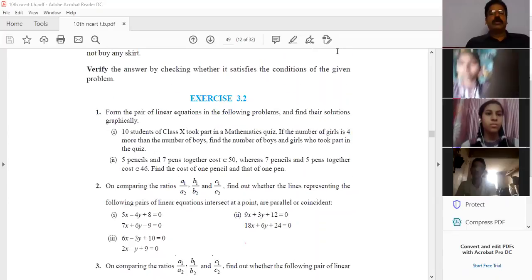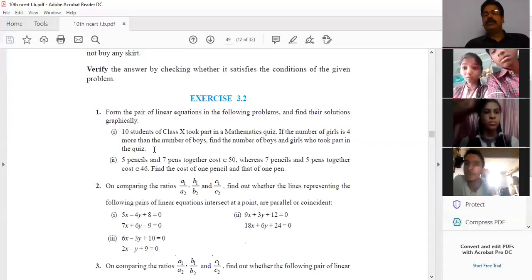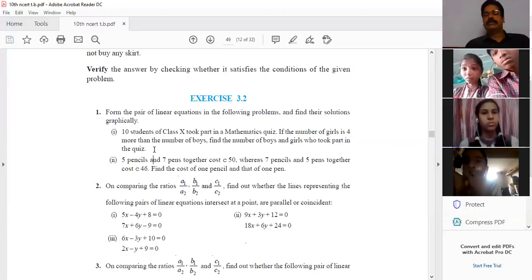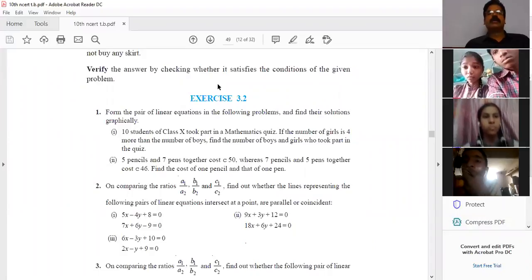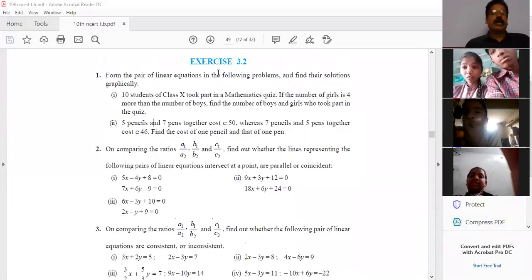Okay, now see exercise 3.2. The first question is: form the pair of linear equations in the following problems and find their solutions graphically. This is also graph only.